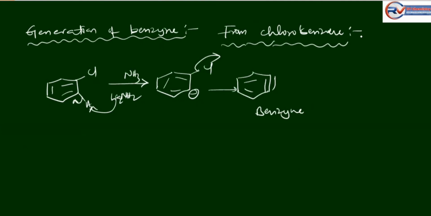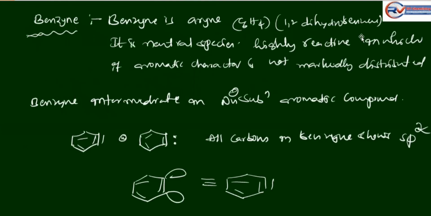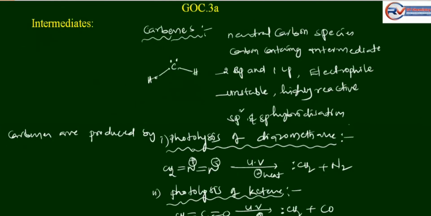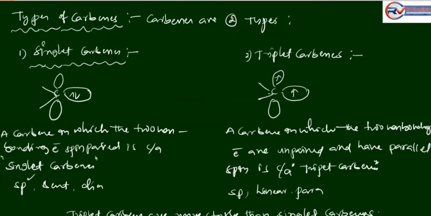Let's recap. Carbenes are neutral carbon species, highly reactive. They are formed from photolysis of diazomethane and photolysis of ketenes. Carbenes are of two types: singlet and triplet. Singlet carbenes undergo sp2 hybridization, are bent, and are diamagnetic. Triplet carbenes undergo sp hybridization, are linear and paramagnetic. Triplet carbenes are more stable than singlet carbenes.